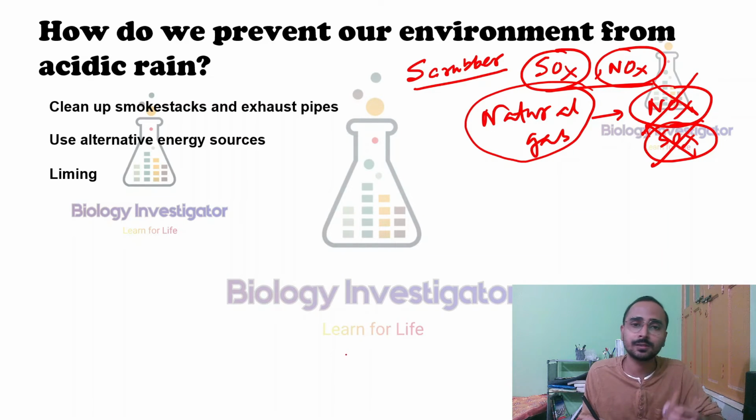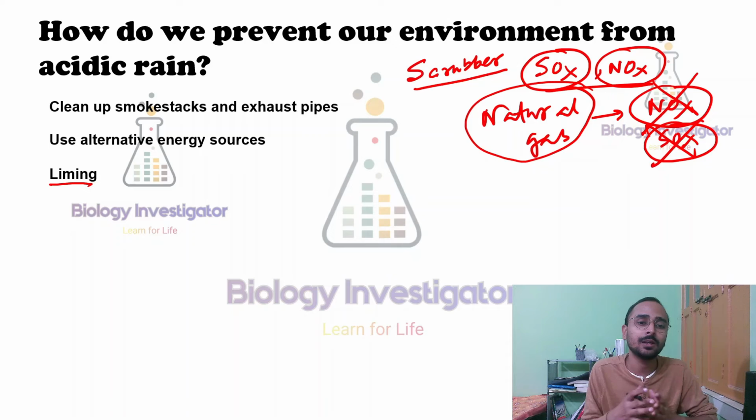So by this way, we can prevent the environment from acid rain, because acid rain can only be generated when SOx and NOx are emitted. And another point is liming. Liming means, we have already seen that these huge water bodies are getting acidic.